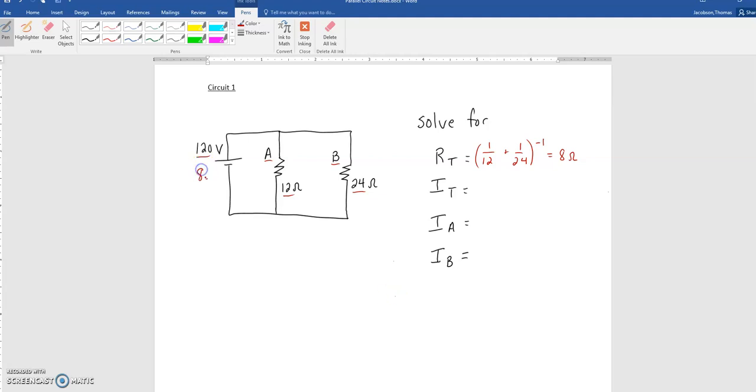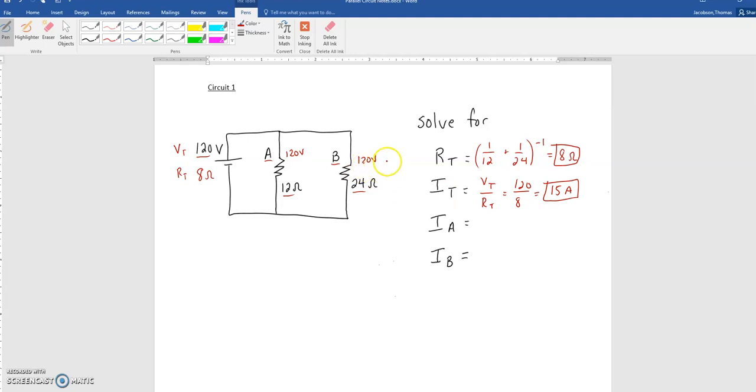Now that I know the total resistance is 8 ohms, and I know the total volts, I can use Ohm's law to solve for the total current. So 120 over 8 gives me 15 total amps. I also know that every branch gets 120 volts, which means I could actually solve for the currents without needing to do those first two things.